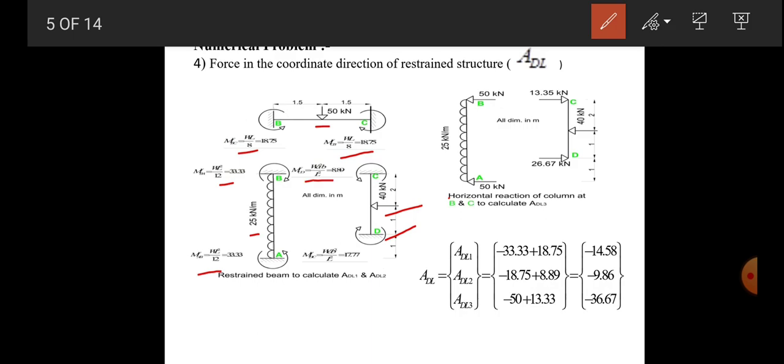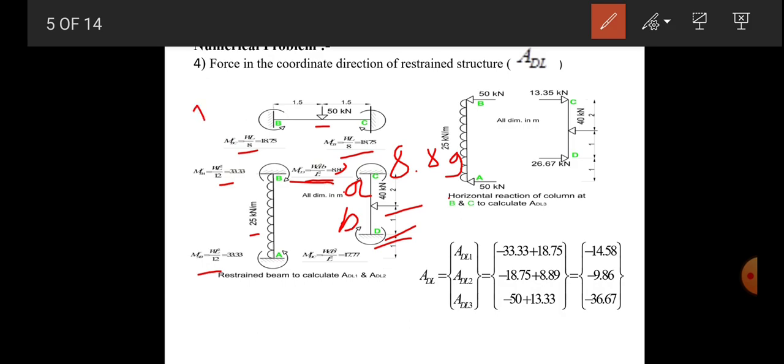So the fixed end moment will be W a b square by L square. If this is A and this one is B, it will be W a b square divided by L square, and it becomes 8.89 here. And for this side it will be W a square b divided by L square, it will be 17.77.